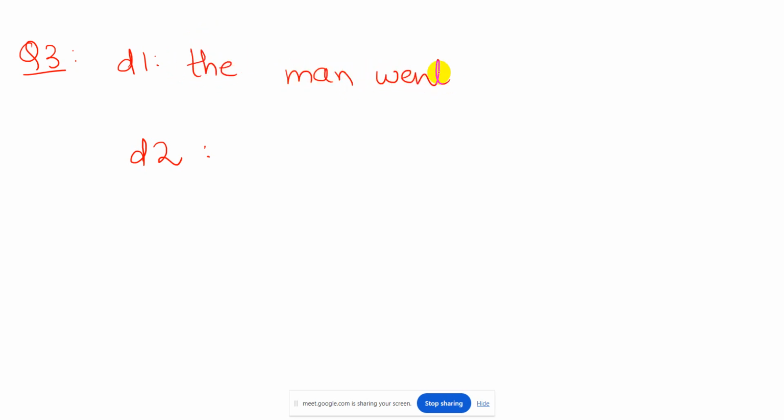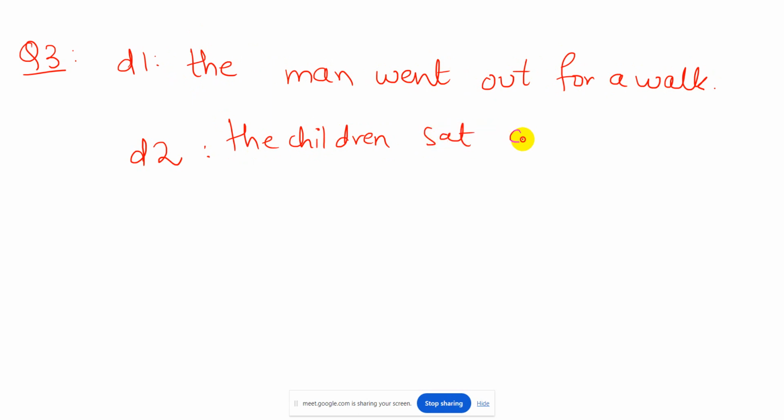The man went out for a walk. The children sat around the fire.